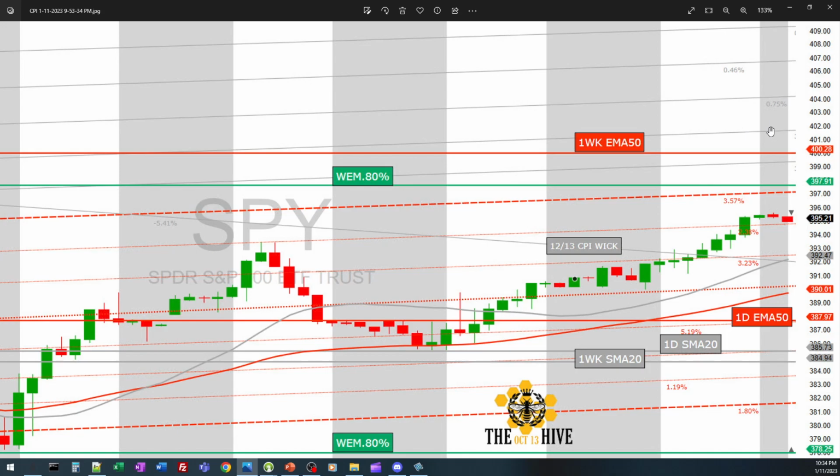Up here, these gray diagonals are just going parallel with the new channel top. If it passes the 1 week EMA 50, I think these are the next levels you should be looking to. That's where it's going for. Where's it going? Okay, so have all this stuff drawn out ahead of time.